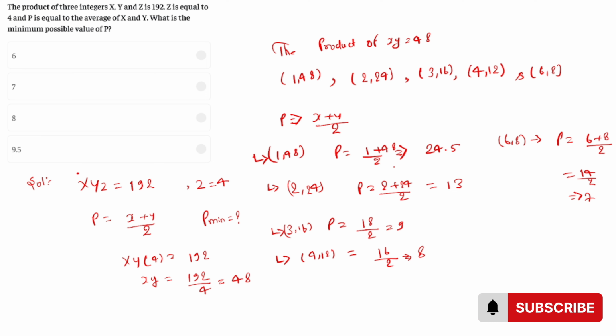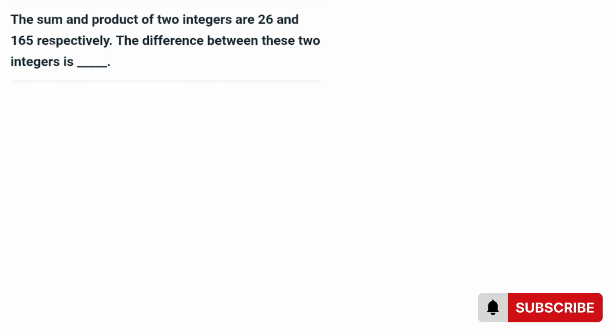So what is the minimum possible value of P? P is 7, because 24.5, 13, 9 and 8, as compared to 7, these are the higher numbers. So 7 is the minimum number. So that's why the minimum possible value of P is 7. So option B is the right answer to this question.